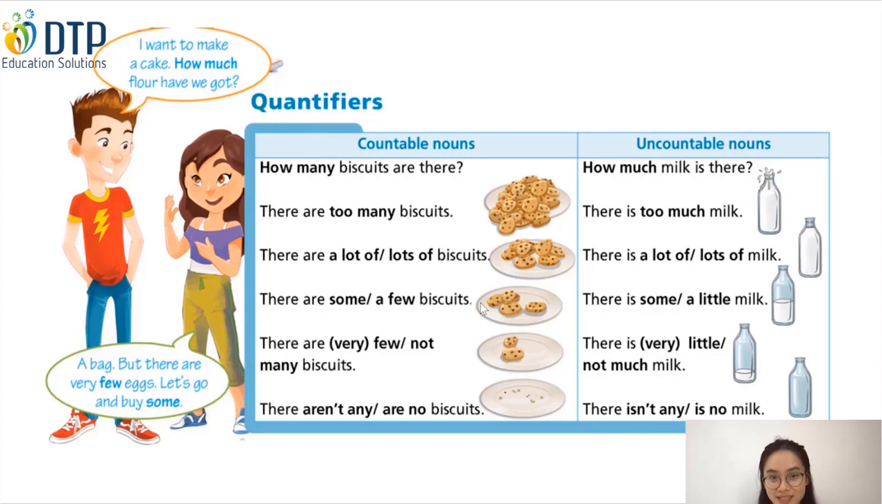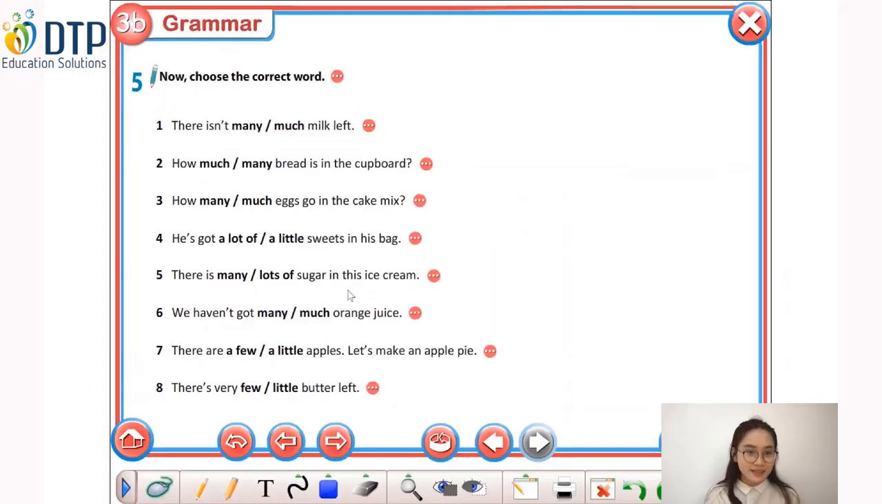Now, let's do an exercise to make sure that you know and remember all the quantifiers. Let's go. In this exercise, you will choose the correct word to complete the whole sentence. For example, number 1, there isn't many or much milk left. In this exercise, you also pay attention to 2 things.